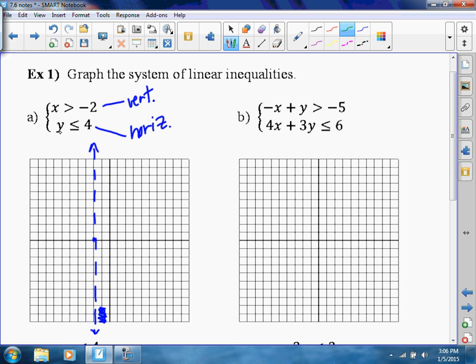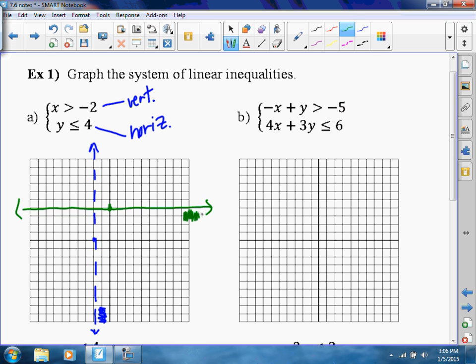So I'll switch colors here, and y is less than or equal to 4. So I'm going to go to 1, 2, 3, 4 on the y-axis. And this had the equal to, so this is going to be a solid line that goes across the y-axis. And it's less than, so I'm going to shade below.